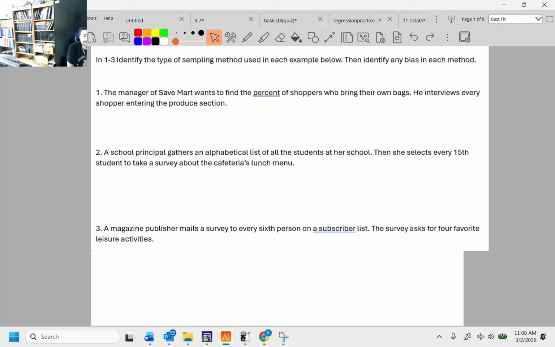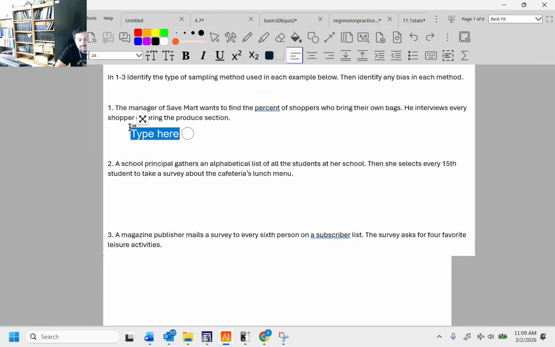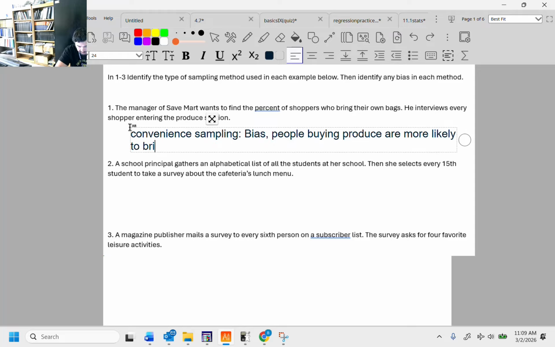So what we have here is this guy being lazy because he stood in one section of the store. This is convenience. There is a good high bias. Honest to God, the people buying produce are more likely to bring their own bags. Why? More vegetarians, more people who care about the environment are going to use reusable bags.